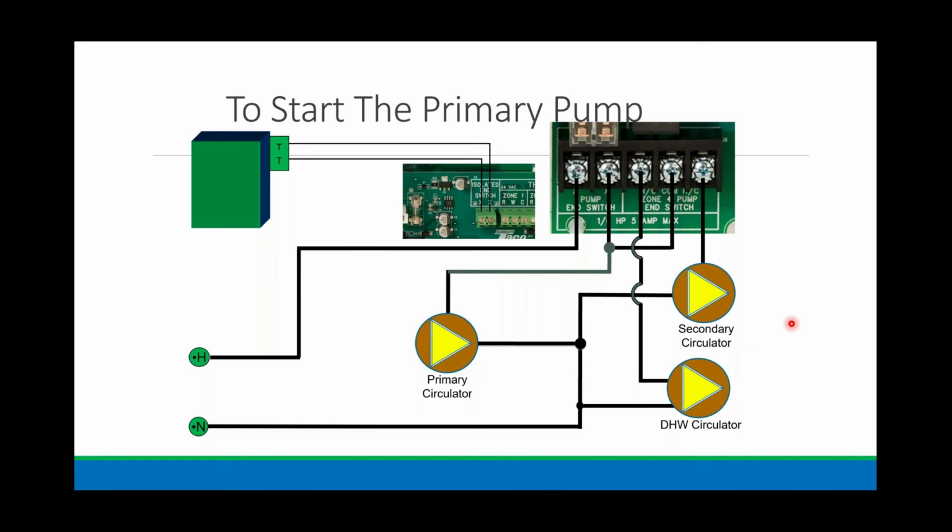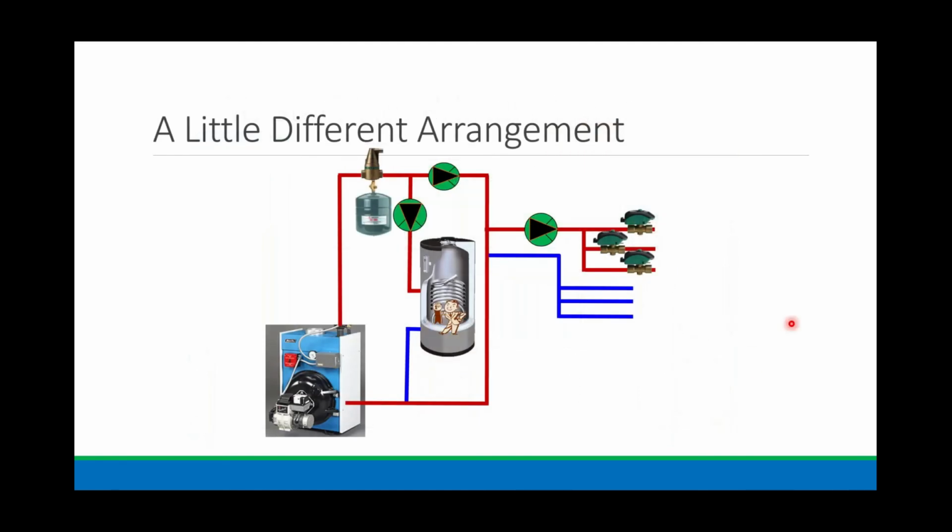What if you did it and piped your system this way? We call this direct hot water because now when domestic hot water is calling, I only need to run 1 circulator. This circulator here is sized for the amount of flow rate I need through the coil and can overcome the pressure drop through the boiler.